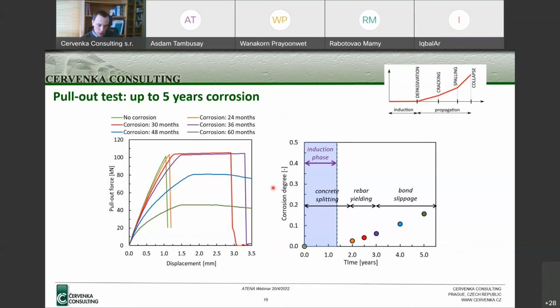In here, this diagram shows the corrosion degree as a function of time for the curves on the left diagram. At the beginning, until 2 years, we see the concrete splitting. Actually, for almost 1.5 years nothing happens, because the chlorides did not yet reach the reinforcement, so there is no corrosion. From this moment the reinforcement corrosion starts and gradually increases. After 2 years, the mode changed from concrete splitting to rebar yielding, and after 3 years the bond slippage occurred. Those are these two curves.